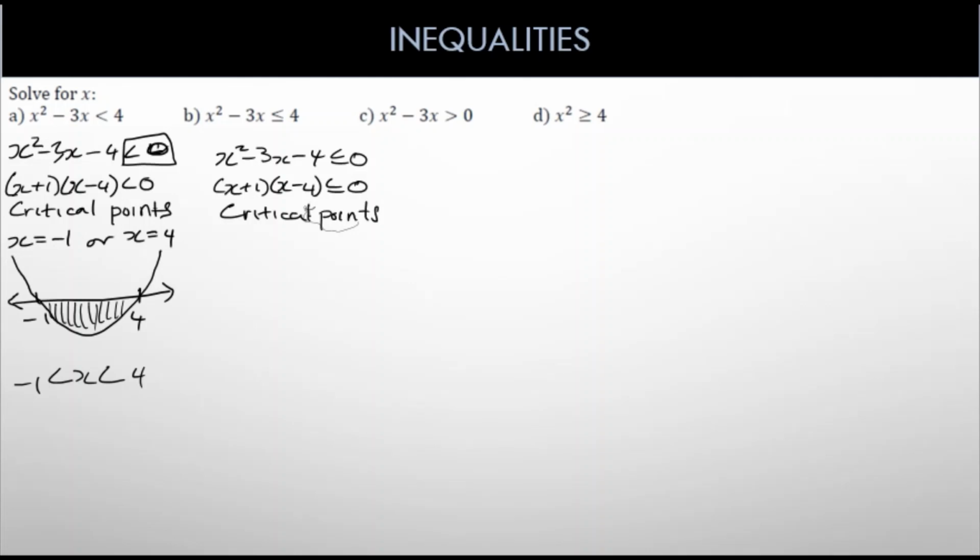So our critical points are x is equal to -1 or x is equal to 4. And remember, we start off with our number line and we put in our critical points, and now we sketch our diagram here. Fine. And I said you follow the inequality.